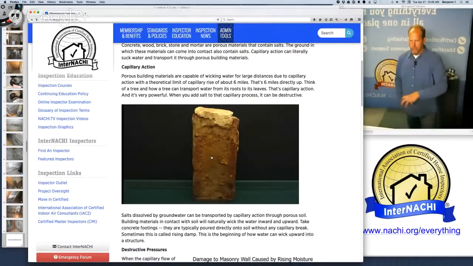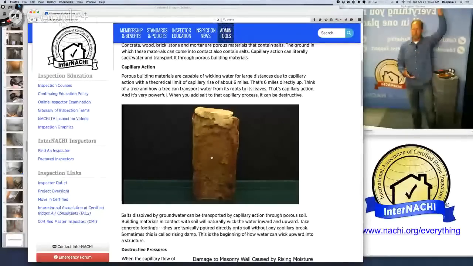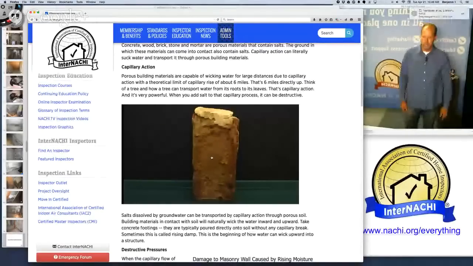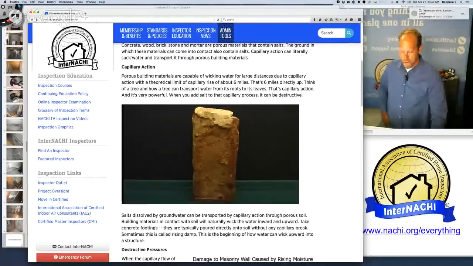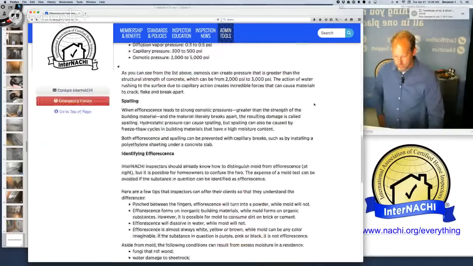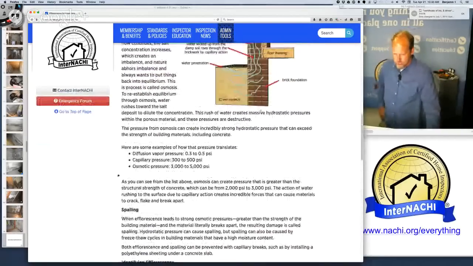And you know, it's just like a tree. How does a tree bring all of its water all the way up to the top of the leaves? So the theoretical limit of capillary rise is 6 miles. That's 6 miles straight up. And the effect is pretty amazing.